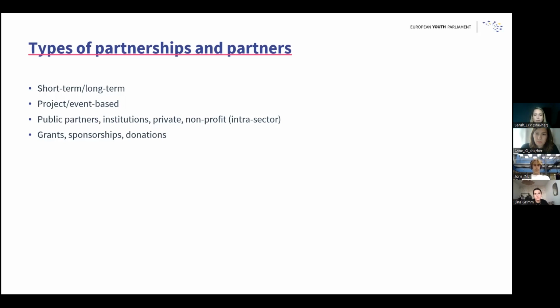And lastly, we have nonprofit partners that can be foundations, but also other NGOs that we engage with in one way or the other and cooperate with.